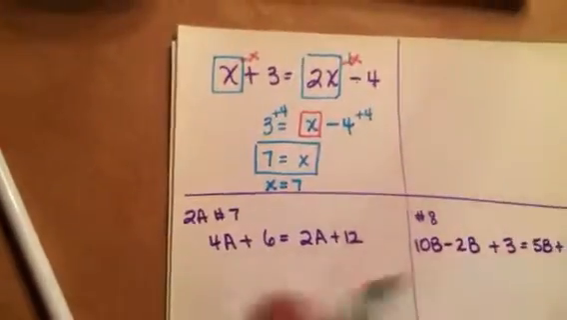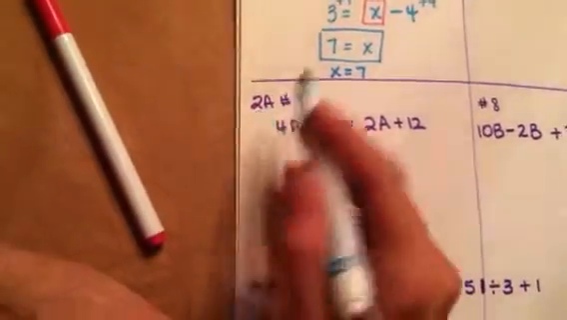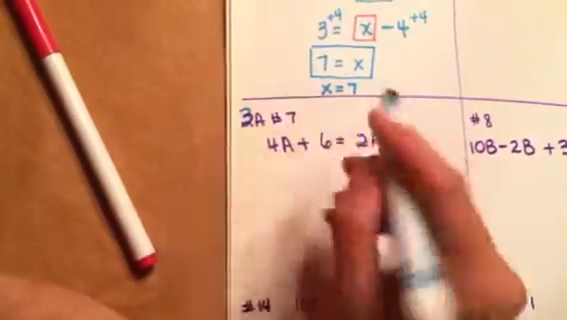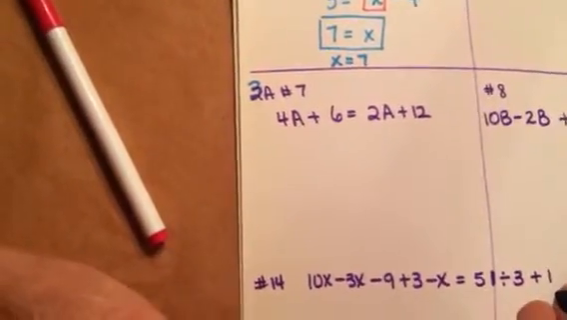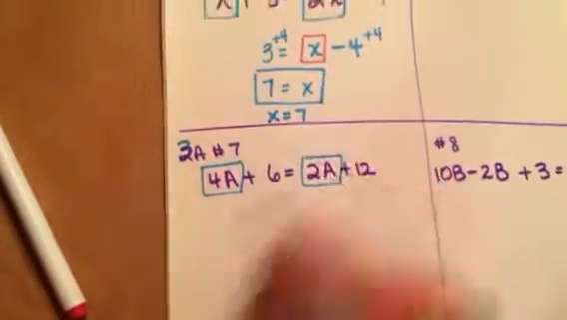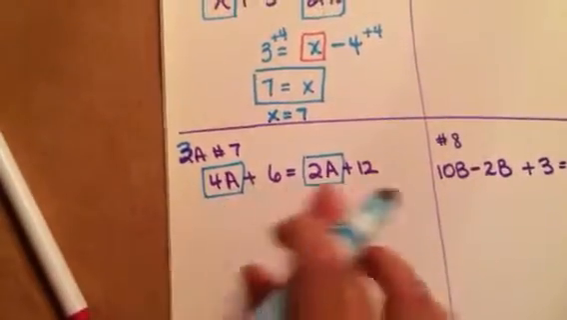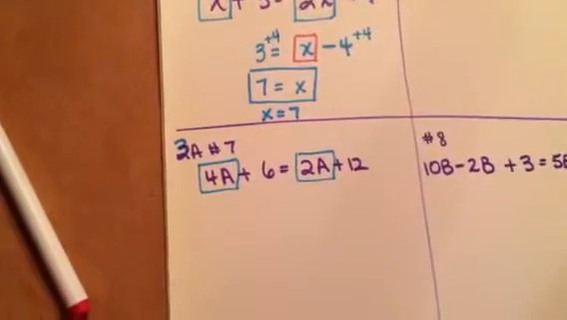All right, this one is actually one right from your book. I should say this is probably from 3A, number 7. Okay, find your variables. Find your letters. Here's an A. Here's an A. You got them on either side of the equation, and they want to get together. They like each other. Get them on one side.